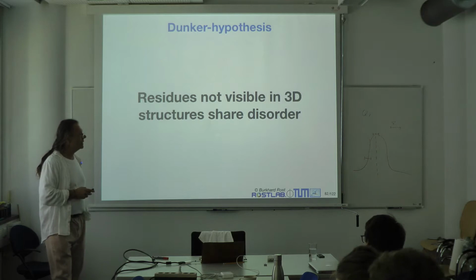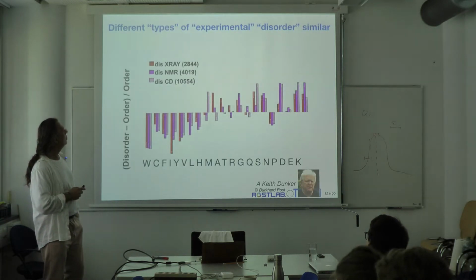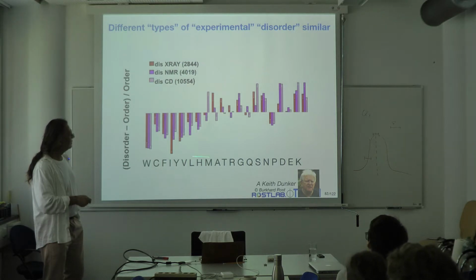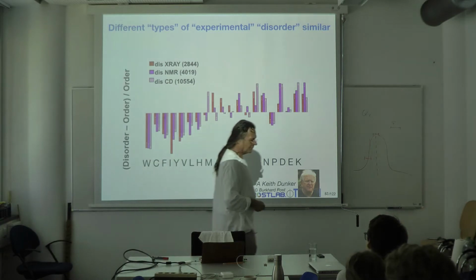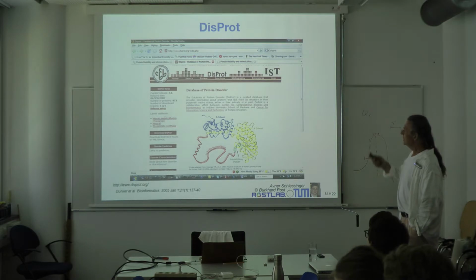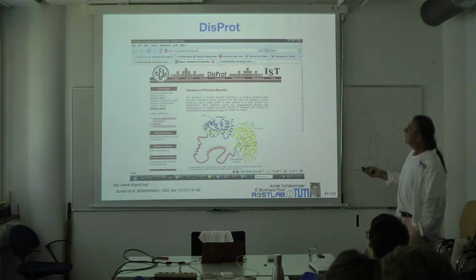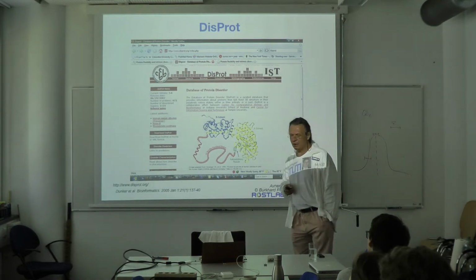And that is remarkable, he did that long before people assumed that disorder existed. And he showed that the signal is very different between different residues. And here's a photo of Keith Dunker, and he developed a database with many others called DisProt. And it was a very visionary thing to do.